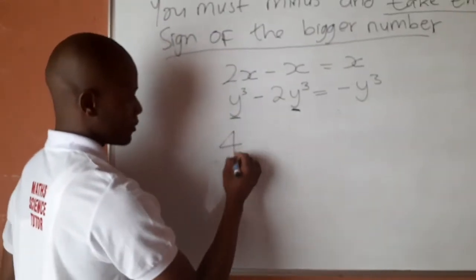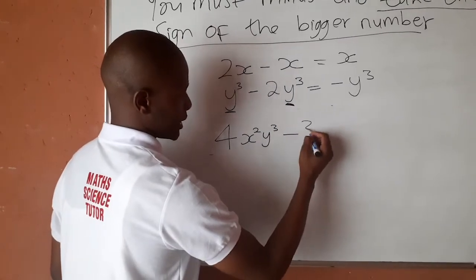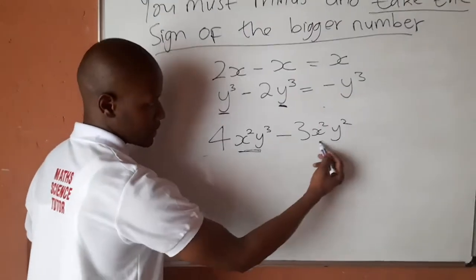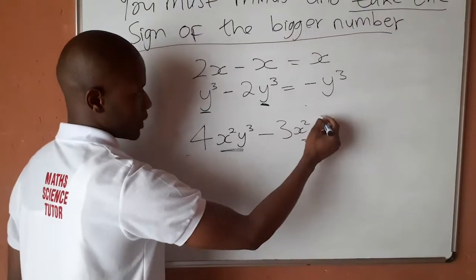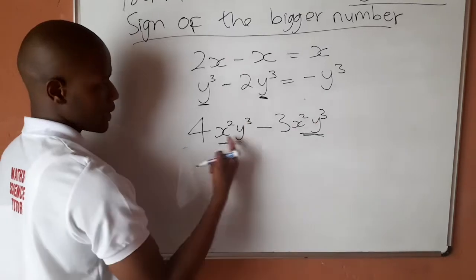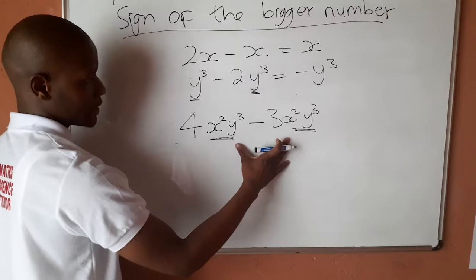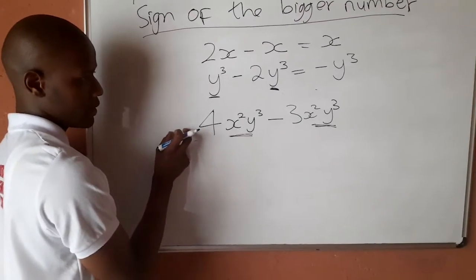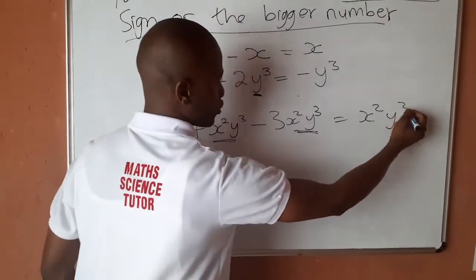So 4x squared y cubed minus 3x squared y cubed. Check, the bases are the same. Sorry, it's y cubed, y to the power 3, and also the exponents are the same. X squared y cubed, x squared y cubed. So they are like terms. The signs are not the same. Therefore, we minus and we take the sign of the bigger number. It's going to be x squared y cubed.